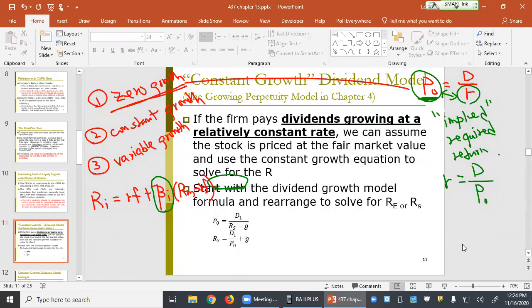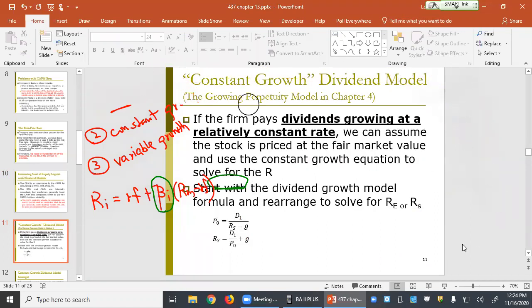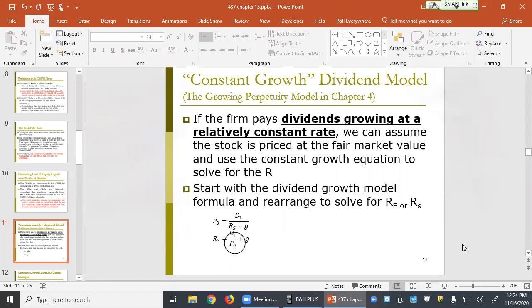So let's try one of the dividend models. Let's see which one we should apply, okay? So if the company pays dividends growing at a relatively constant rate, oops, are we running out of time?